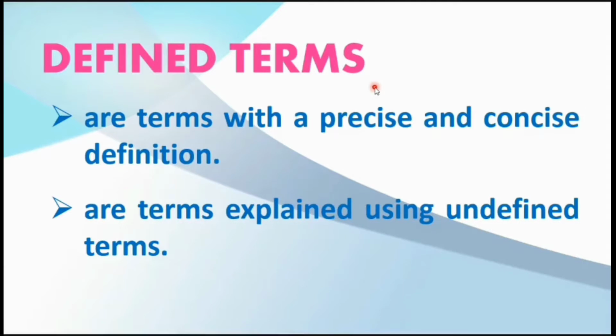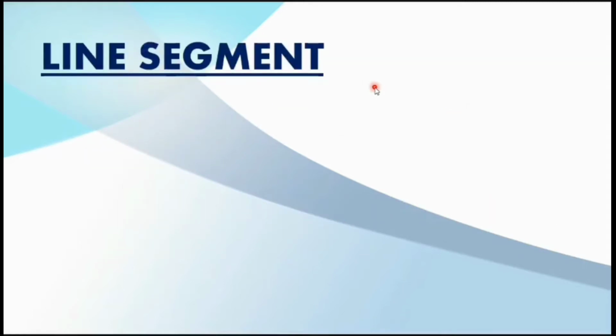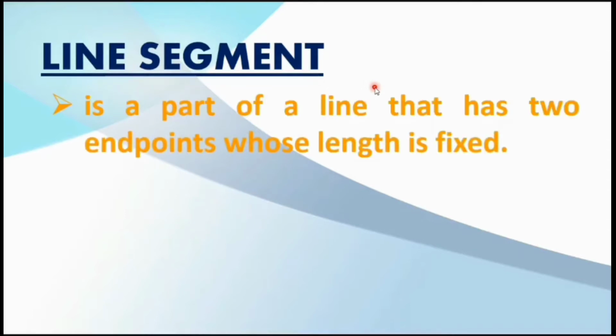Here are some of the defined terms in geometry. First one we have is the line segment. As we can remember, line is an undefined term, but line segment is defined term. Line segment is a part of a line that has two endpoints whose length is fixed.